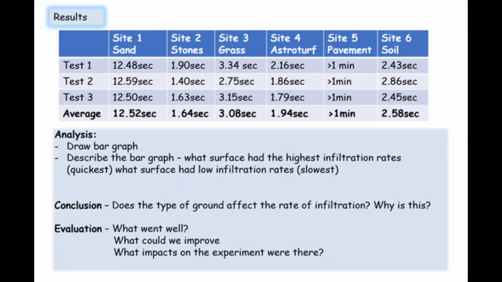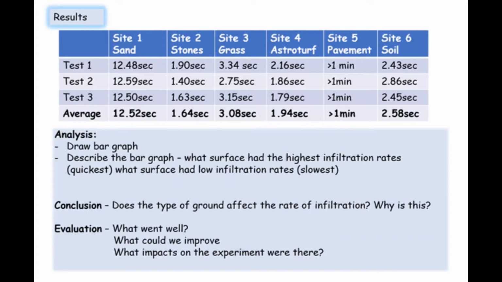So we need to analyse our data. Again, like in maths, we can plot our data on a graph. We then need to describe this. So what surface had the highest infiltration rate, so the quickest? What surface had the lowest infiltration rate, the slowest? Then we can move on to our conclusion.